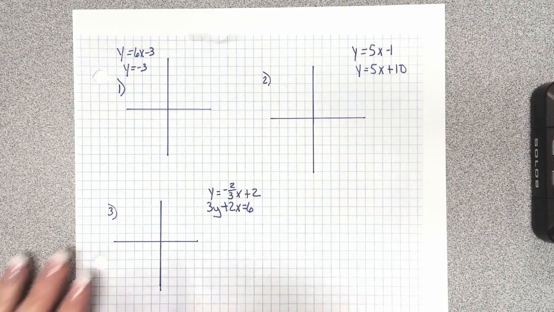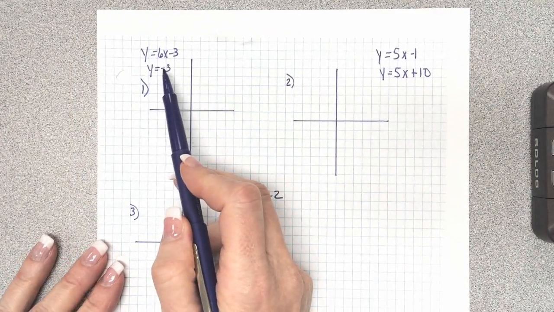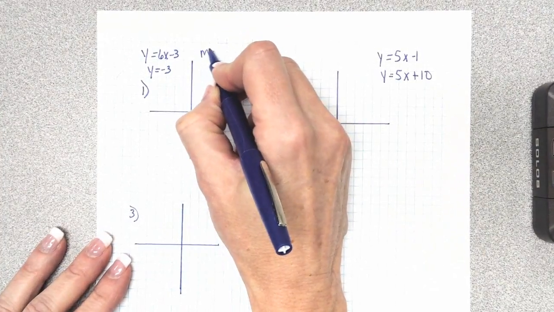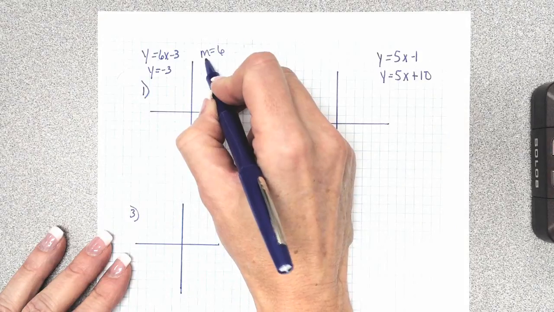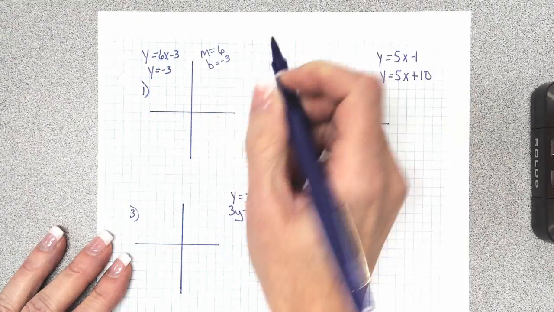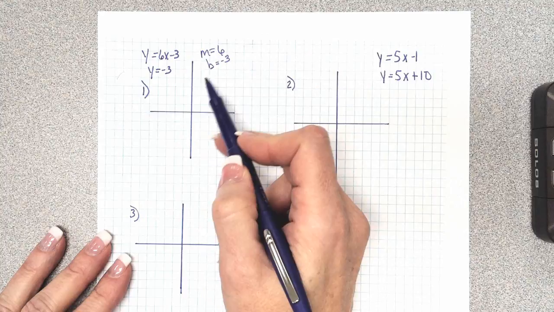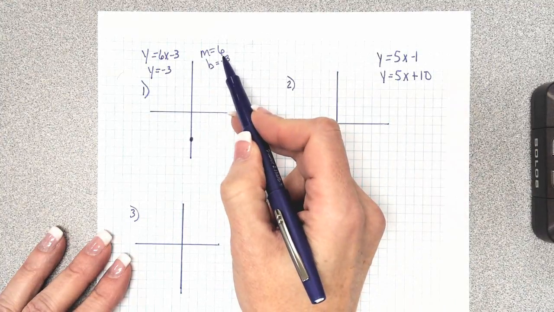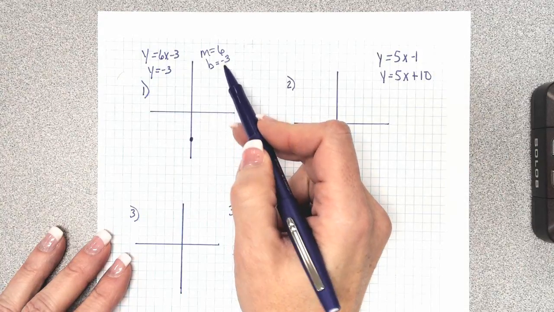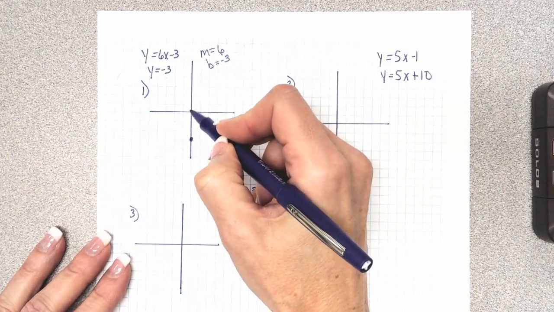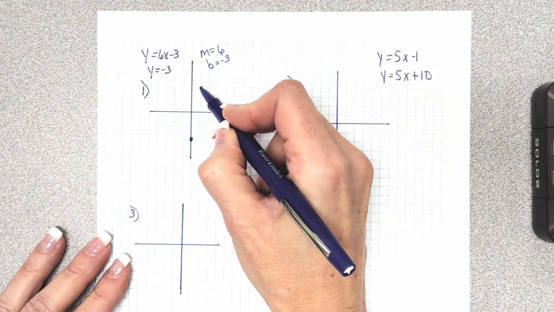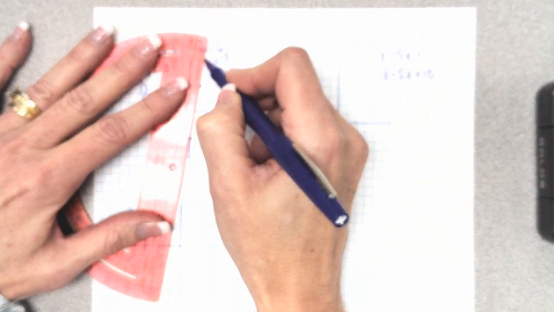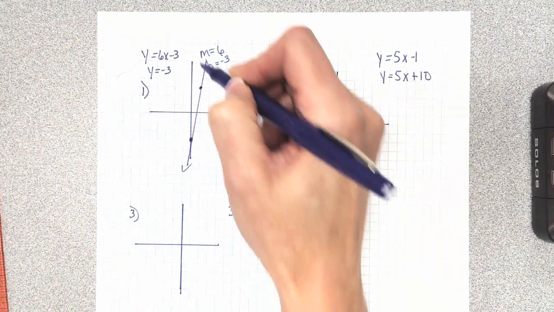Now remember, when we're graphing, if we look at number 1, where it says y equals 6x minus 3, m is 6, which is your slope, and b is negative 3, which means that's your starting point. So I would go down to negative 3, put my first point, and then my slope is 6, and 6 is a fraction, 6 over 1. So I would go up 6 and over 1 to draw my line. And if you don't have a ruler at home, you can use a straight edge, it's fine.